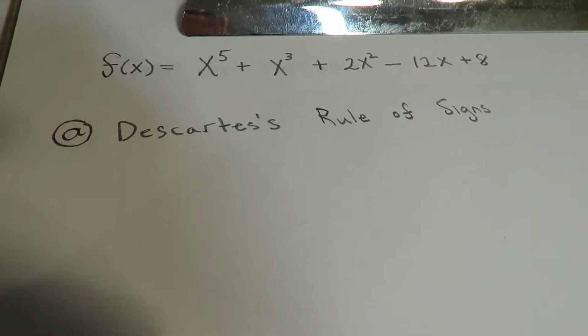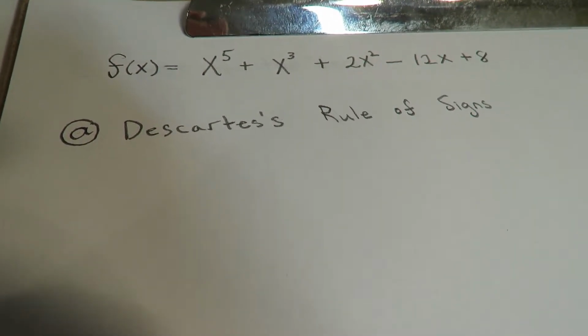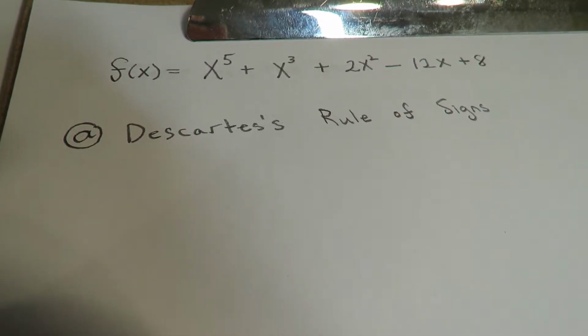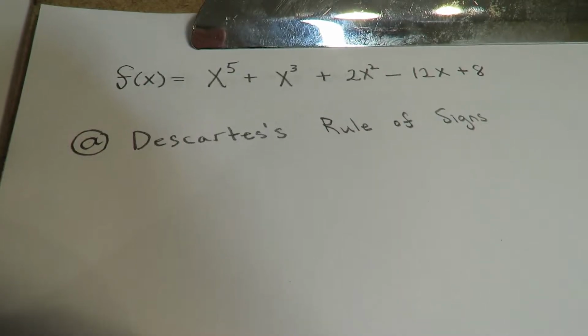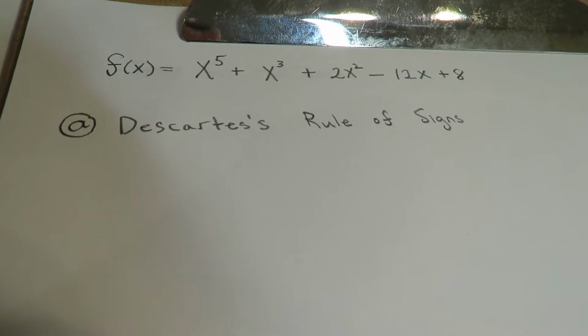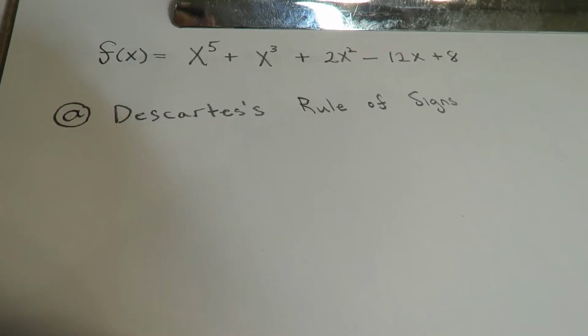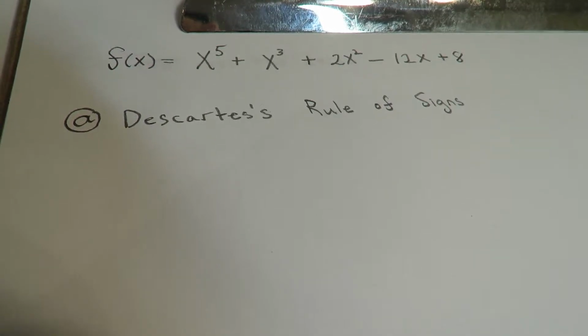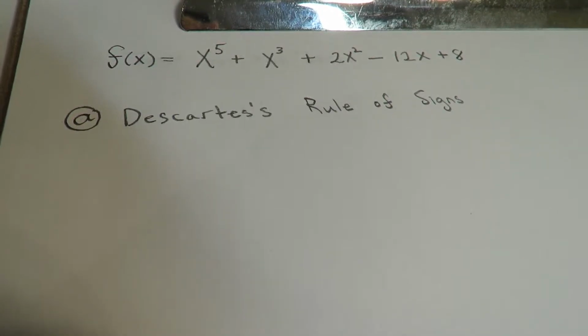Hi gang, so we're going to factor another higher order polynomial. Remember, this takes a lot of steps and a lot of skill set to do this. We're going to start with Descartes' rule of signs, and again that just gives you an approximation of the number of positive real zeros and negative real zeros that you have.